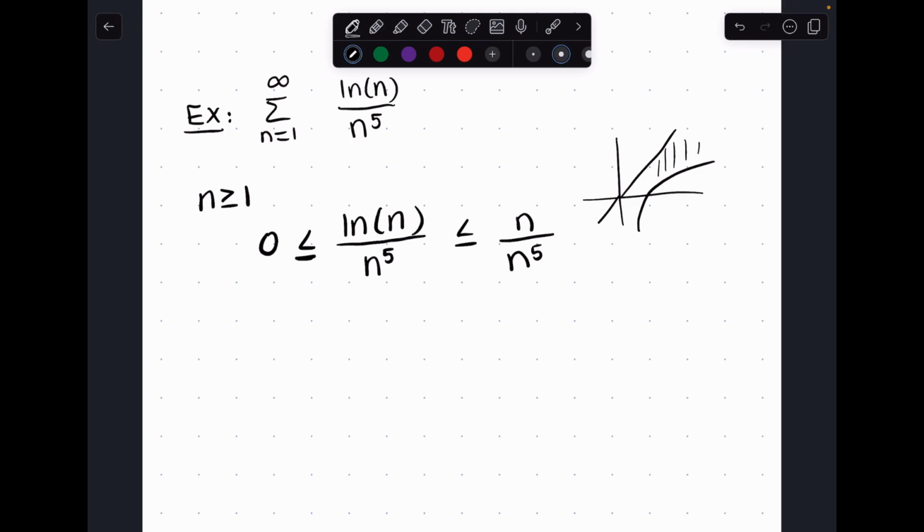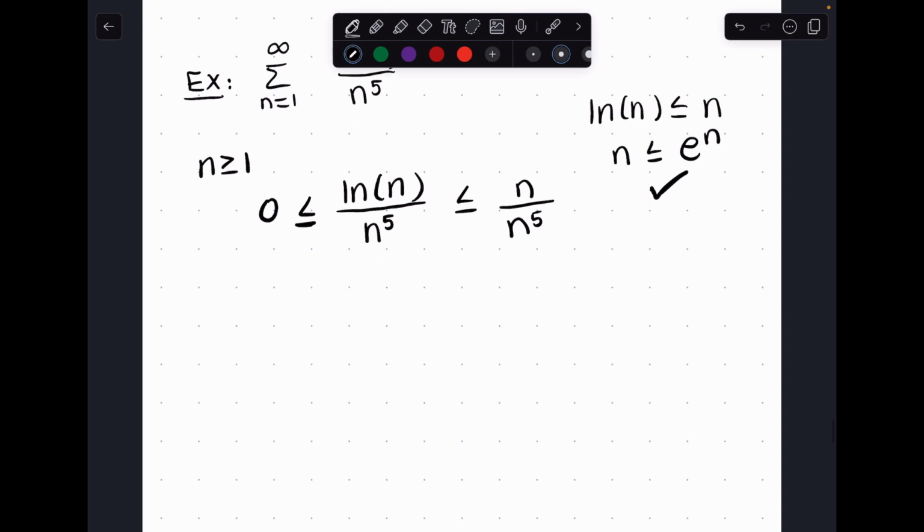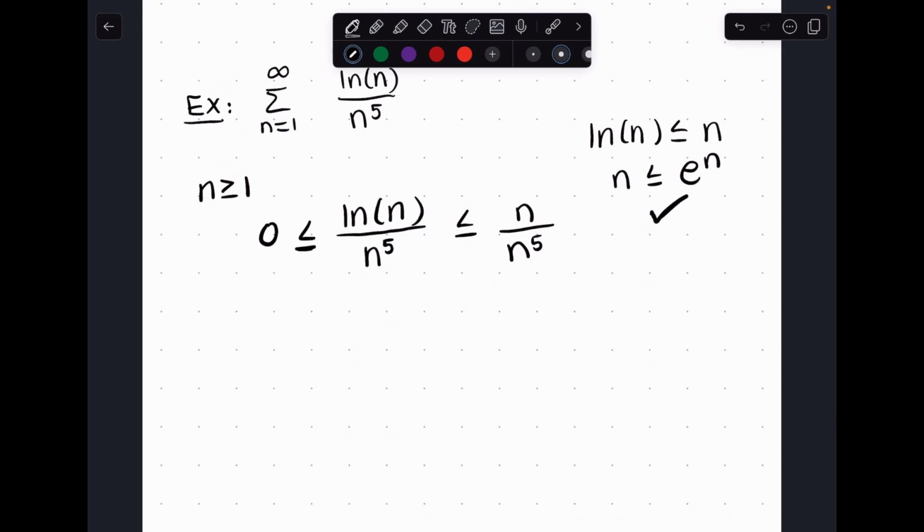If you want even further reasoning, what I'm saying is natural log of n is going to be less than or equal to n. Well, if I take both sides and do e to each of these sides, we get n is less than or equal to e to the n. And for sure this is true when I'm talking about n greater than or equal to 1. So we're good with this inequality, and this is set up perfectly for comparison test.